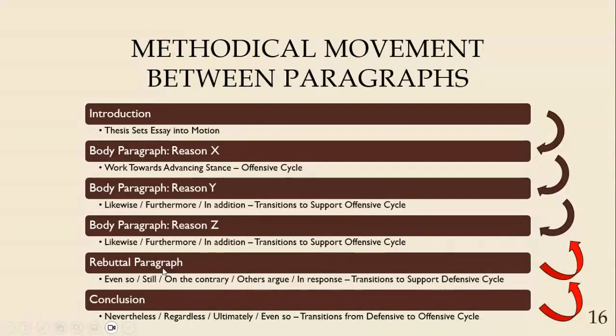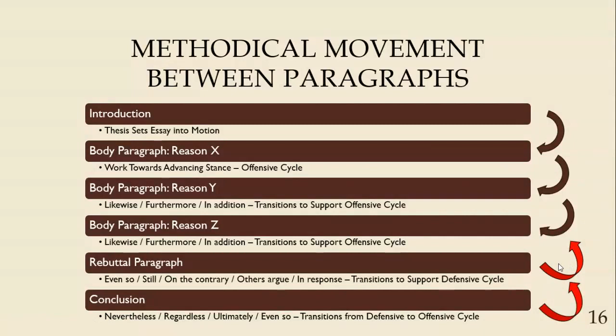So some of the transitional words and phrases that we can use when we start that paragraph: even so, still, on the contrary, others argue, and then you could start citing the opposition. So that is a signal that transitions to a defensive cycle where all of a sudden you're rebutting the paragraphs that you previously discussed, right?